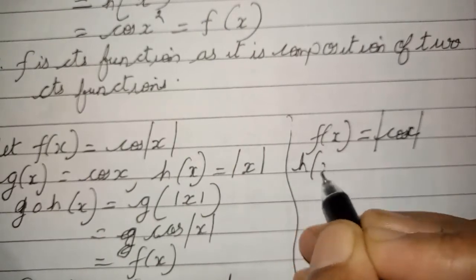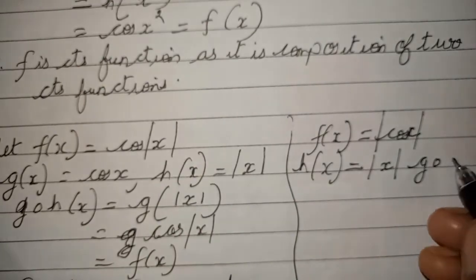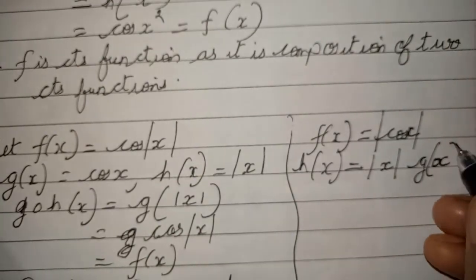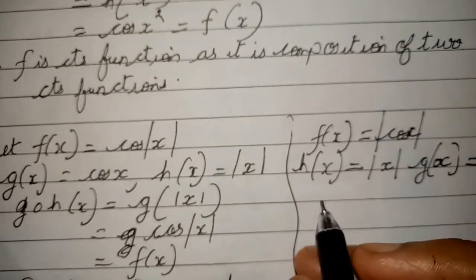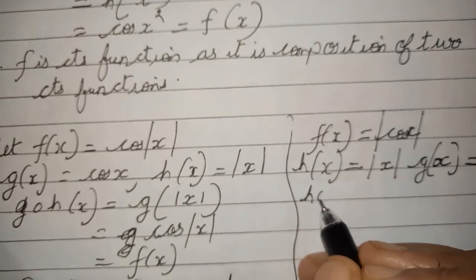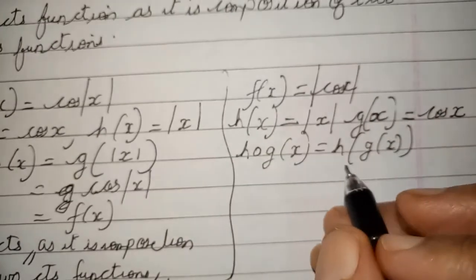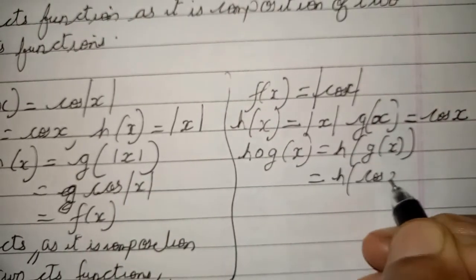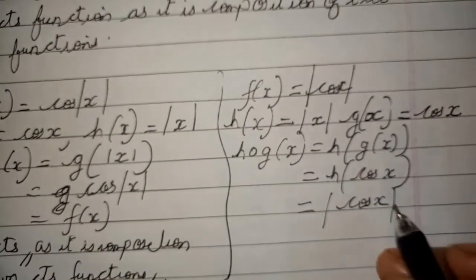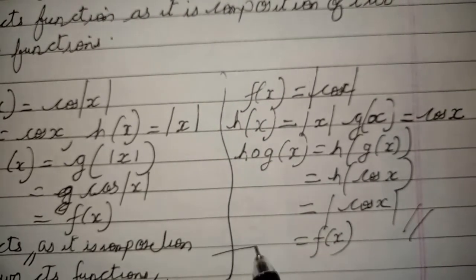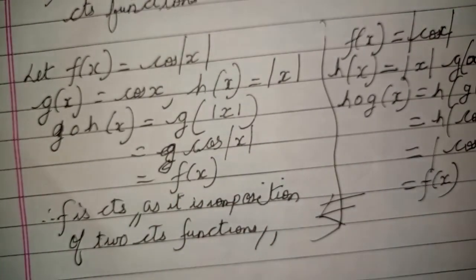Now let h of x equal mod x and g of x equal cos x. This time, instead of g composite h, let me take h composite g of x. So this will be h of g of x, which is h of cos of x. So this will be mod of cos x, because x goes to mod of x. So that is equal to f of x. Again, same reason: f is continuous because it is a composition of two continuous functions. Okay, thank you children.